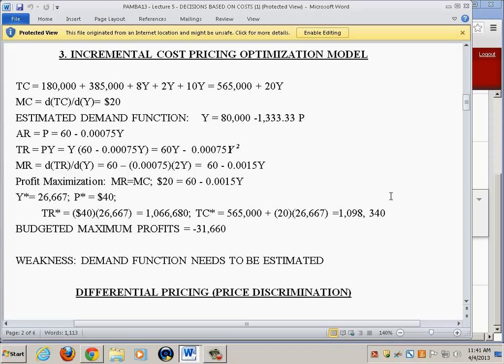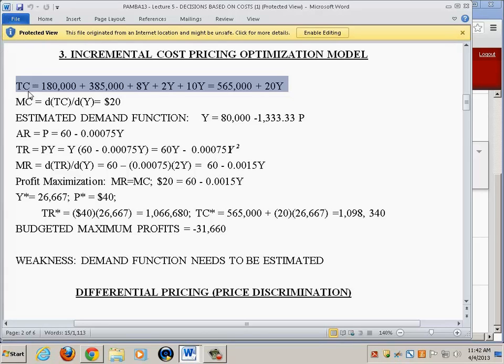Okay, let's go over this here with this example. Obviously, with the optimization model, as you know it, the first thing you want to do is formulate your cost function: total cost as a function of the volume, the number of car days that you sell. Total cost is denoted by TC, and the volume by the letter Y.